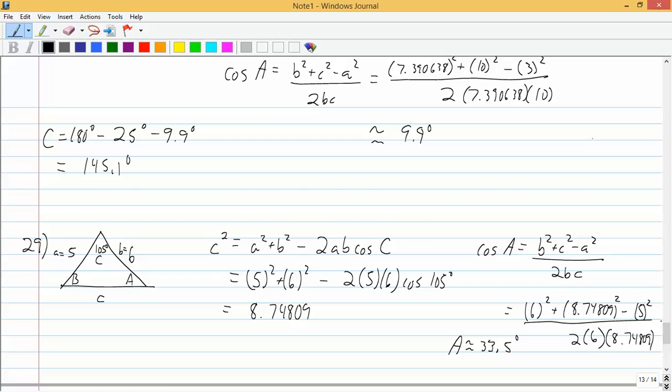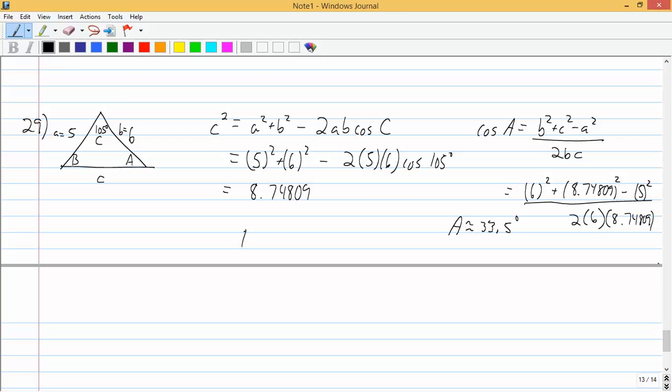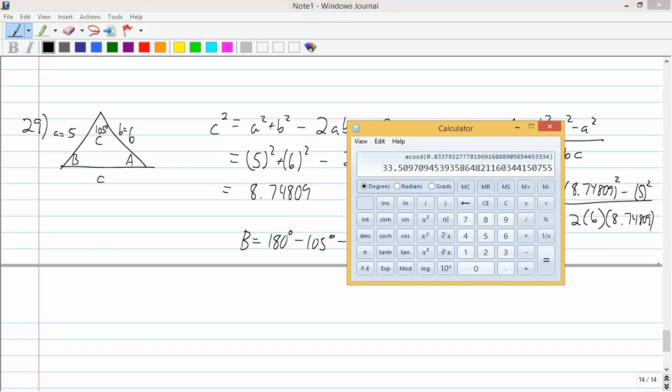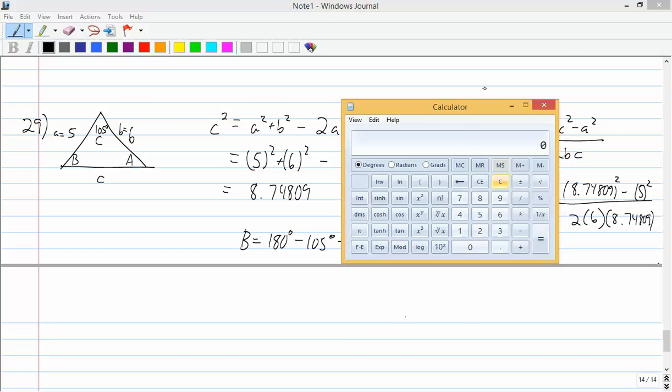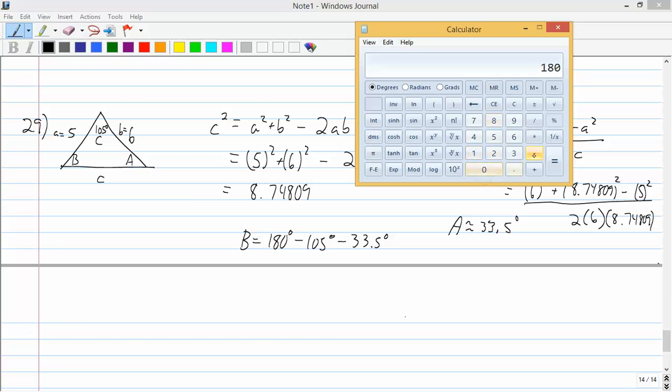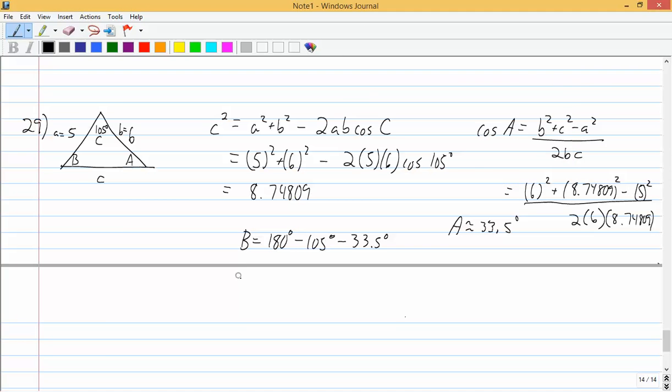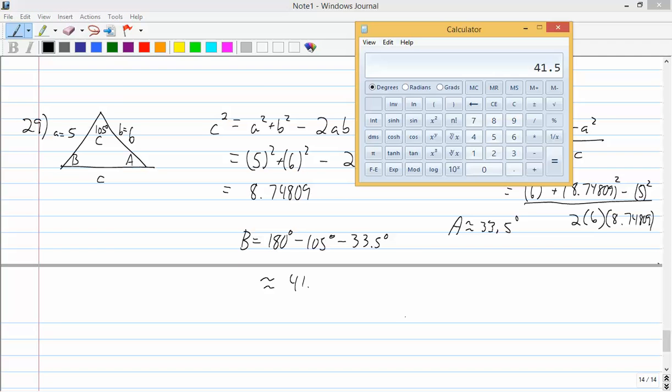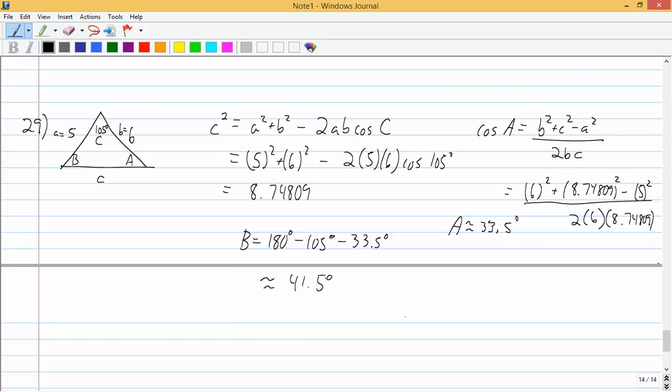33.5 degrees. So angle B can be solved by saying 180 degrees minus 105 degrees minus 33.5 degrees. So 180 minus 105 minus 33.5. It's 41.5 degrees. Okay.